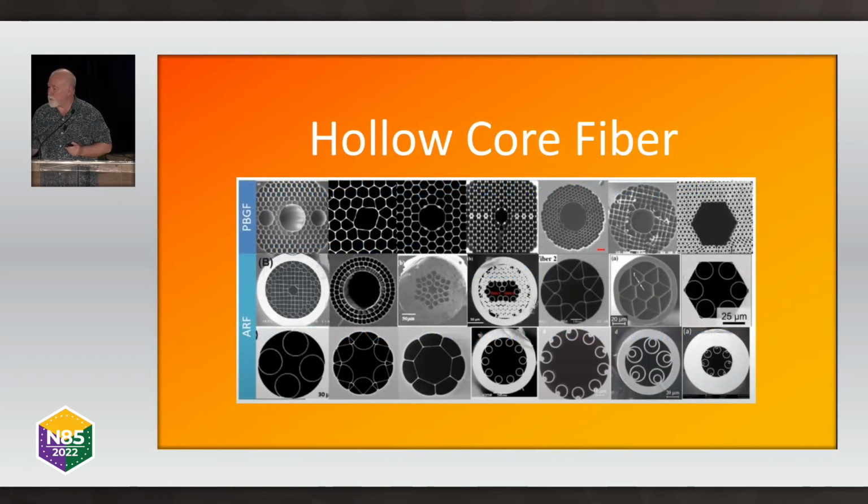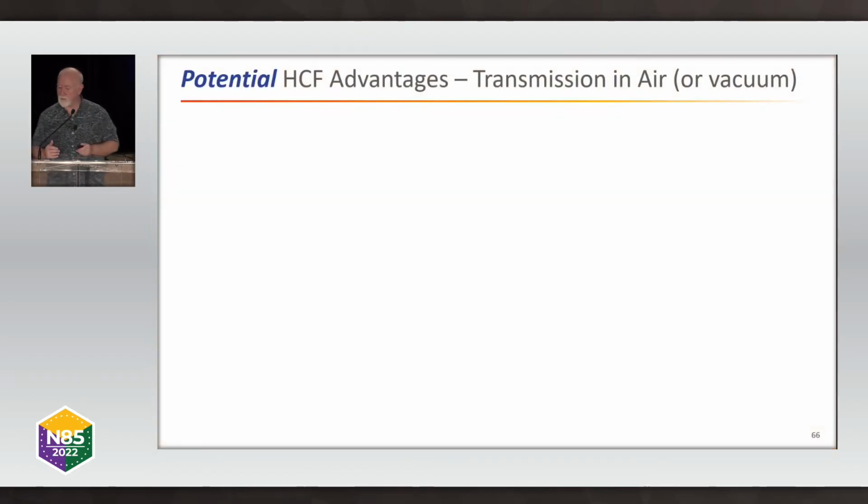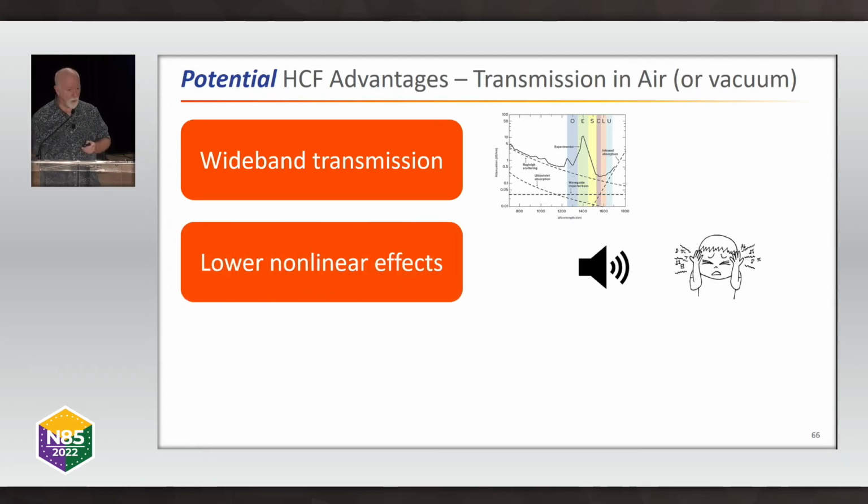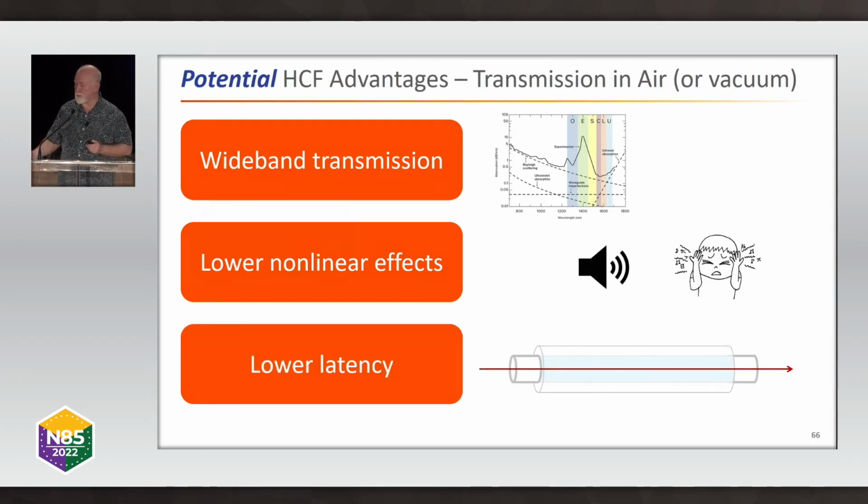So what happens if you don't? What happens if you build a hollow core optical fiber? Now the potential advantages, because we're really transmitting in air, although the latest, I think, fibers are actually using a vacuum in the fiber. Wideband transmission, because we're not transmitting in glass anymore. Lower nonlinear effects, maybe much lower nonlinear effects. People have talked about several orders of magnitude lower nonlinear effects, and lower latency.